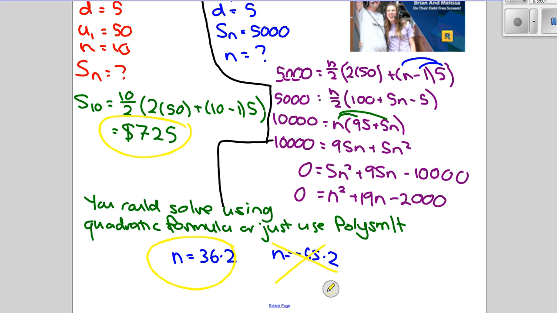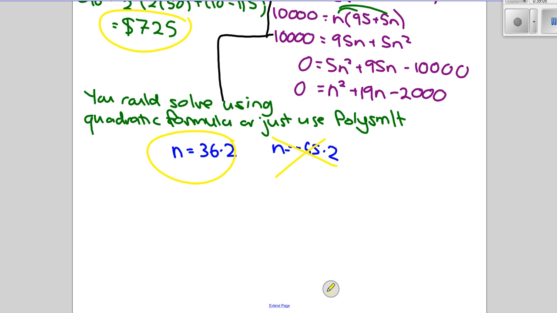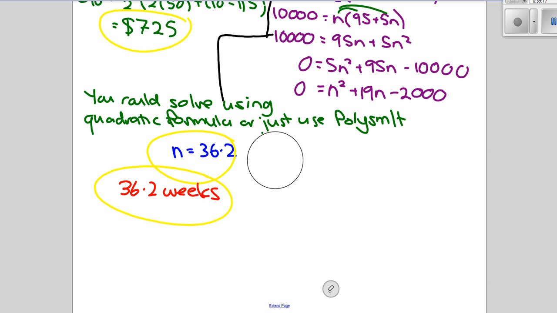And then we just want to write some units. 36.2 weeks. That's not very clear now, is it? I've got to cross it out. n equals negative 55.2. Maybe I'll just put reject. Reject as negative.